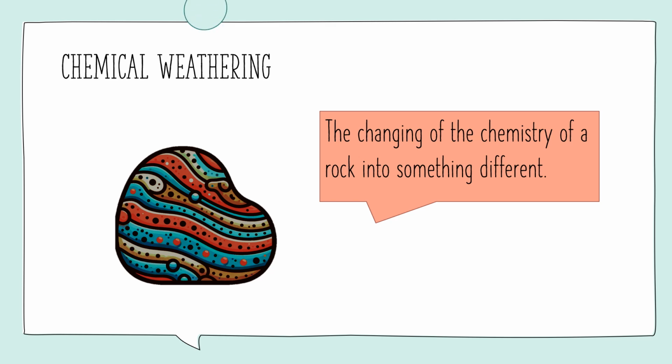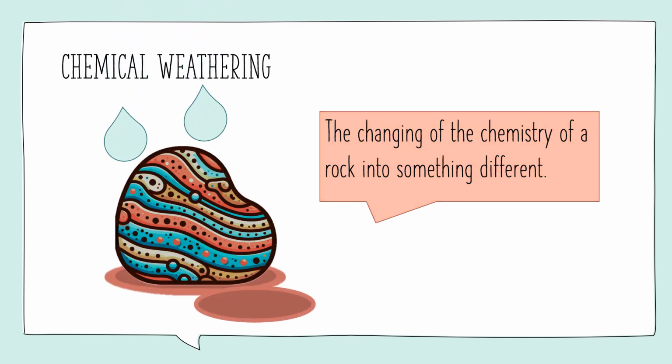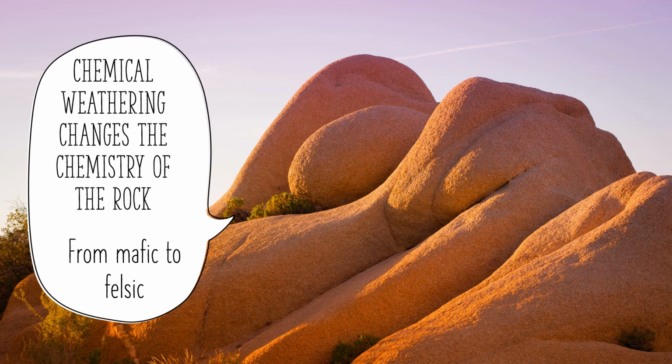So mafic minerals like olivine, amphibole, and pyroxene have iron and other metals in them that easily react with oxygen and water. When this happens, the metals leach out of the mineral and it becomes more felsic, which means that now it has a higher percentage of silica inside, and that rust was created. Chemical weathering changes the chemistry of the rock from something that is more mafic, with more metals in it and a darker color, to something that is more felsic and has more silica and is a lighter color.